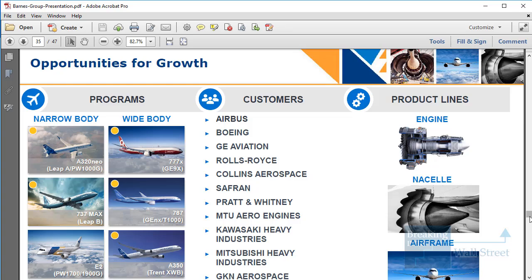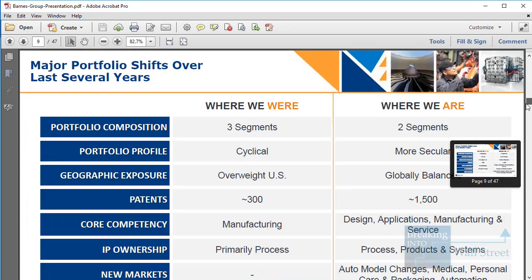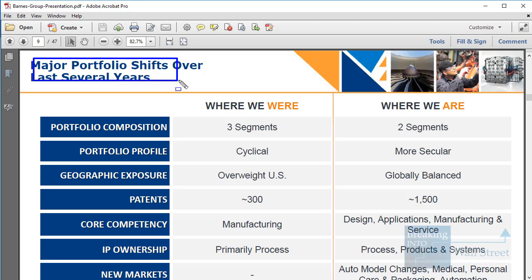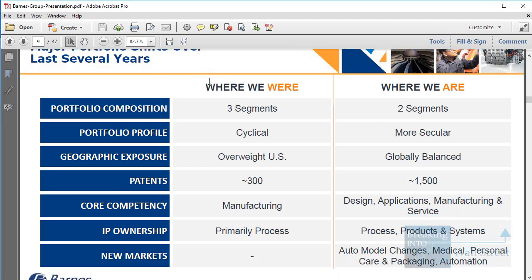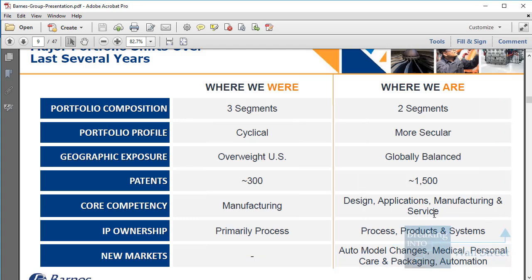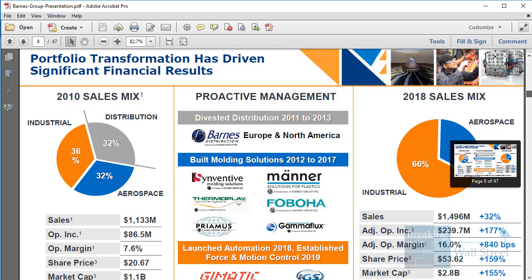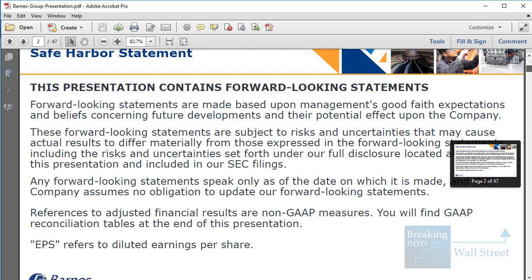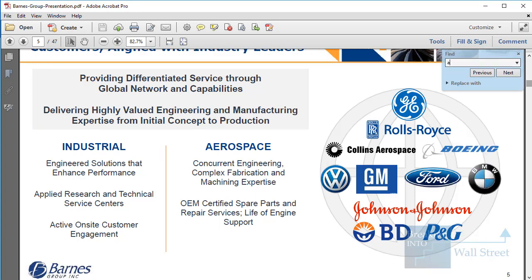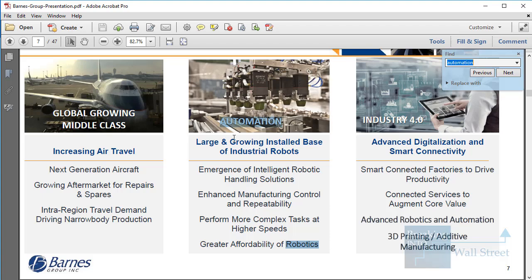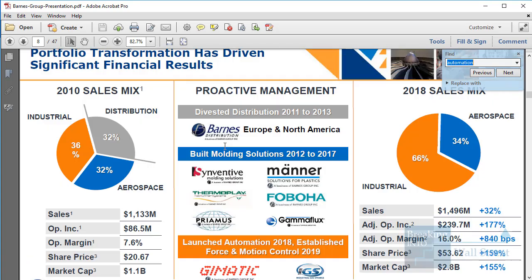If you look in their investor presentation, for example, one key slide here is that they give their major portfolio shifts over the last several years, and they explain where they were before and then where they are now, which implies that the company is changing by a good amount. Also, if you look throughout this, you'll see that there's some pretty clear references to their growth areas. For example, if we do a search for automation right here, they list it as one of their key growth drivers and as one of the key macro factors.